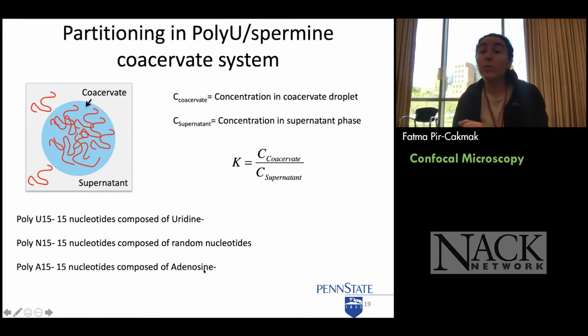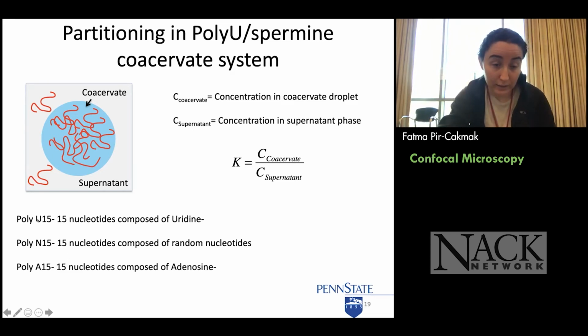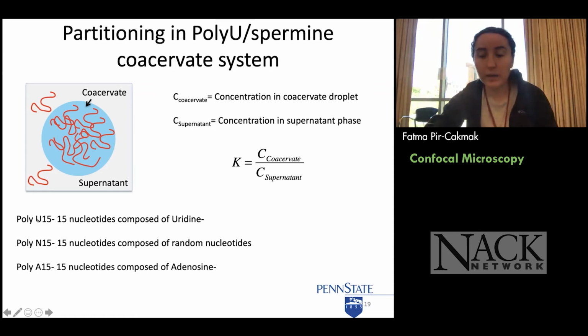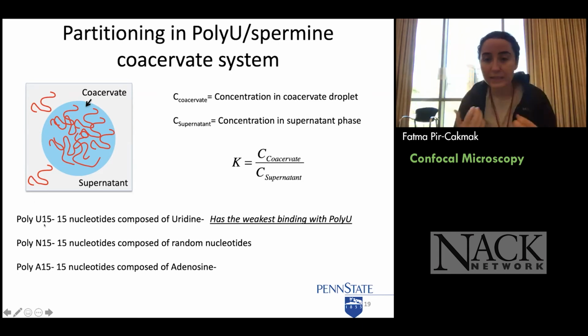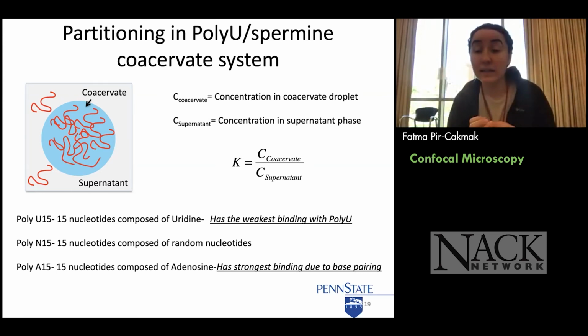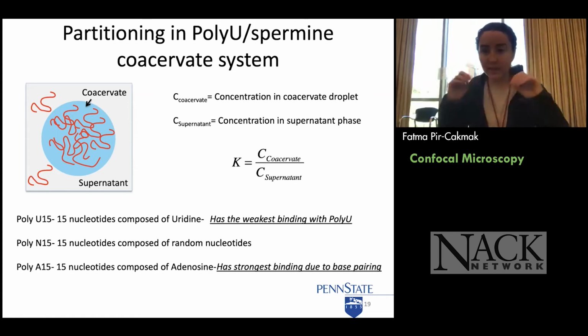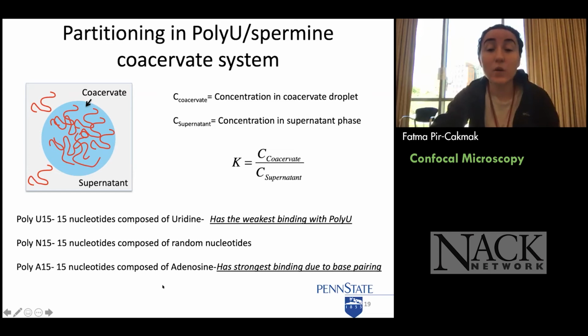As you remember, I was using polyU and spermine, a positively charged molecule. PolyU is exactly the same as the U in the droplet. So when I look at them, it has the weakest binding, right? Because it's exactly the same thing. When you partition these labeled molecules, the A ones are the strongest binding because, as you remember from your biology class, it's base pairing. A and T, and G and C have this base pairing through hydrogen bonding, so they have the strongest binding.